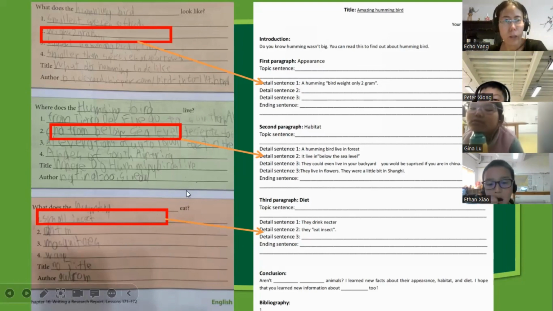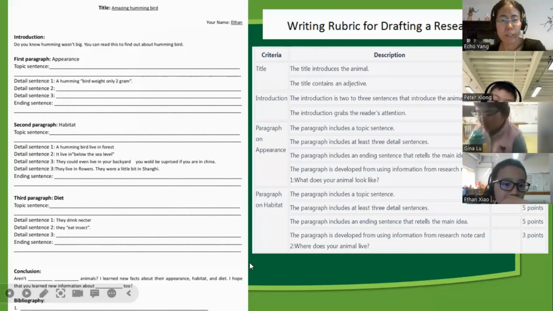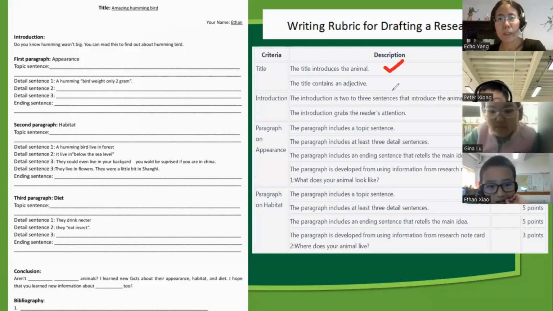Okay, so now we are going to compare your draft with the writing rubric. So Easton, please tell me, look at the title. Does your title introduce the animal? Yes or no? Does your title contain an adjective? Let's check whether you have the criteria. Does your title contain an adjective which describes the animal? Yes, of course. Now look at the introduction part.